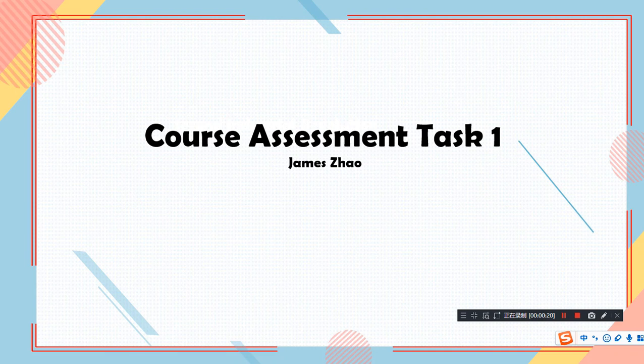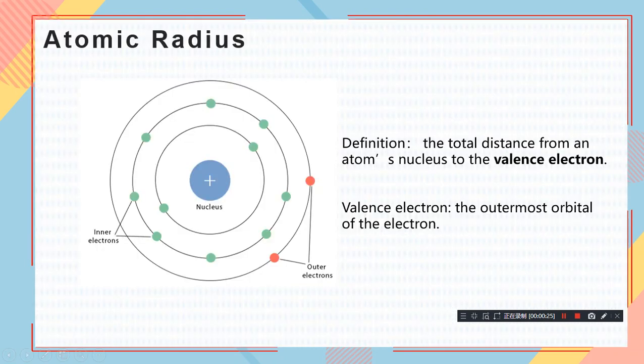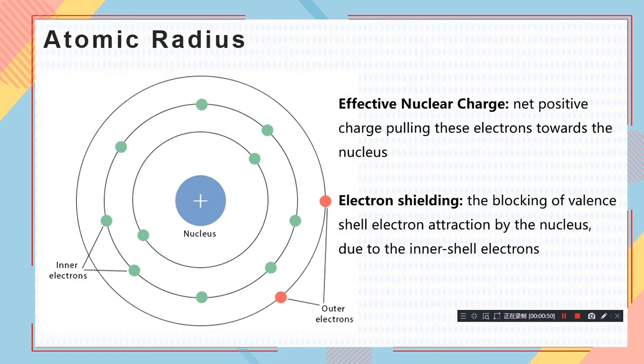Course Assessment Task 1 by James Zhao. Let's talk about atomic radius first. The definition is the total distance from an atom's nucleus to the valence electron. And what is a valence electron? The valence electron is the electron in the outermost orbital. In the diagram, you can see the two red electrons, so those are the valence electrons.